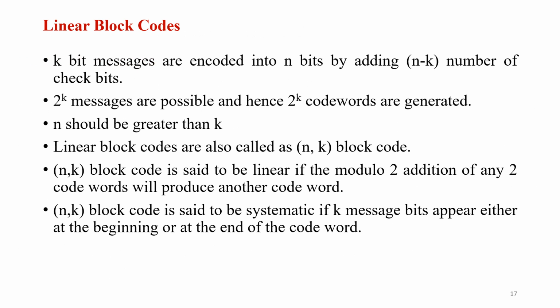Linear block codes. In linear block codes, k-bit messages are encoded into n bits by adding n minus k number of check bits. 2 raised to k messages are possible and hence 2 raised to k code words are generated. n will be greater than k. Linear block codes are also called (n,k) block codes. An (n,k) block code is said to be an (n,k) linear block code if the modulo 2 addition of any two code words will produce another code word in the (n,k) block code. And it is said to be systematic if the k message bits appear either at the beginning or at the end of the code word.